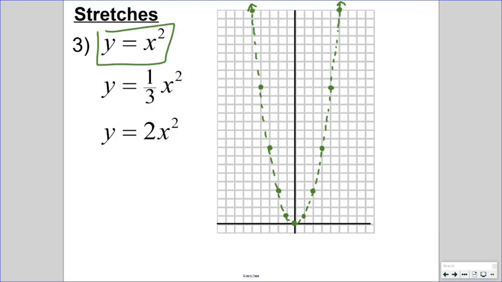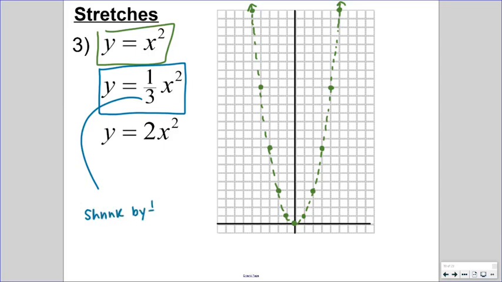All right, so next up, we need to graph the stretch, 1/3 x squared. This is actually a shrink by a third, and that's how we would identify that. That means we're taking all of the y values of our parent function and multiplying them by 1/3. So every y value we multiply by 1/3 and then plot a new point. I'm going to walk you through that.